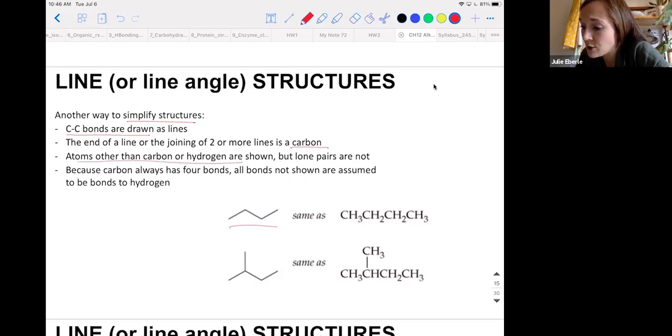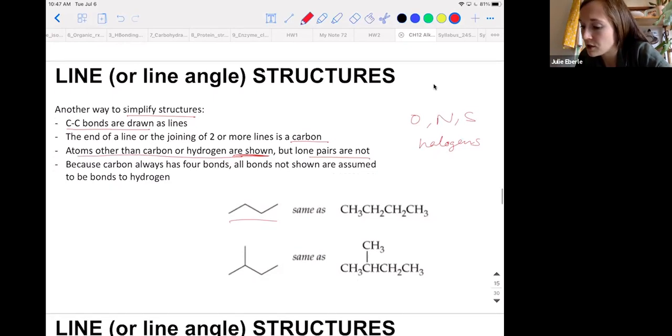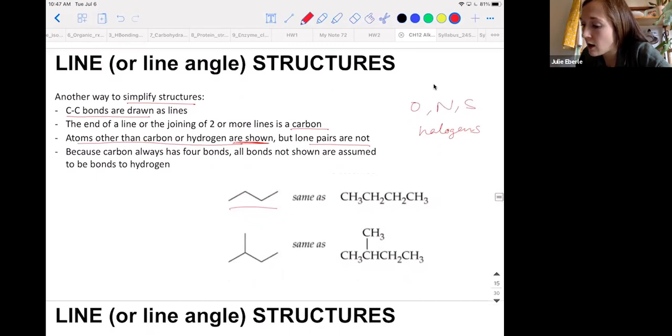Atoms other than carbon or hydrogen are shown. So what atoms could those be? Oxygen, nitrogen, sulfur, any of your halogens. We do draw those in. But lone pairs are omitted for clarity, though you still need to know how many lone pairs each atom would have. Because carbon always has 4 bonds, any bond not shown is assumed to be to hydrogen.